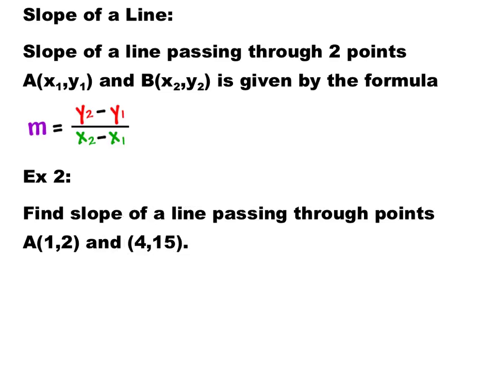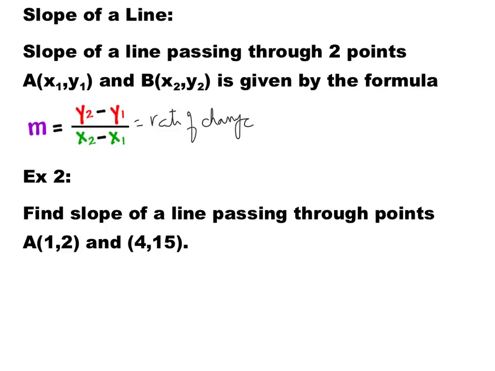The next topic is the slope of the line. As you saw in grade 9, the slope of a line which goes through the 2 points A with the coordinate x1, y1, and point B, which is x sub 2 and y sub 2, is given by the formula slope is equal to y2 minus y1 over x2 minus x1, which you will see in this unit, this is also called rate of change. So this is how you find the slope passing through 2 points.